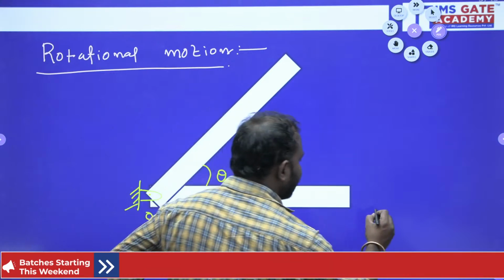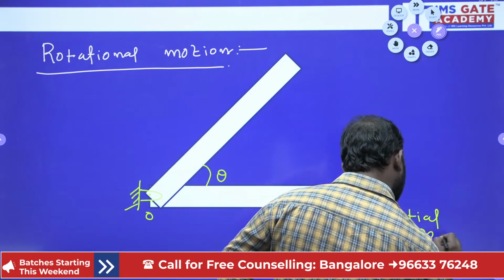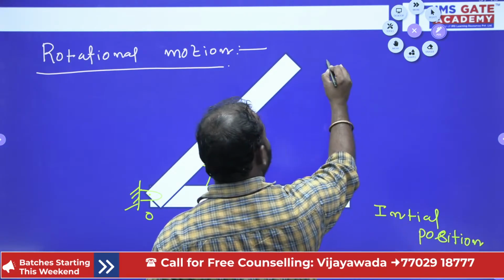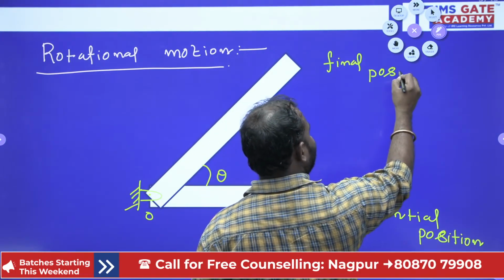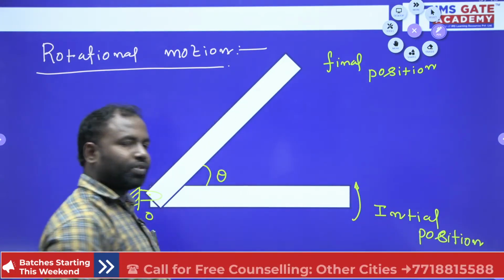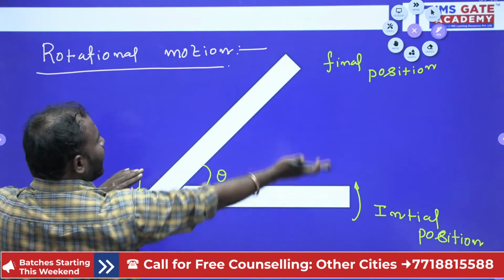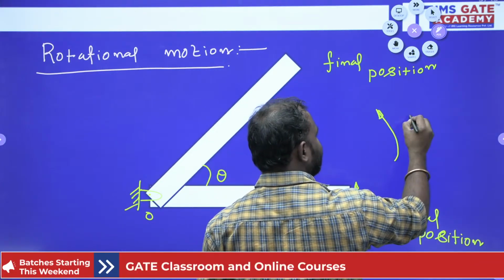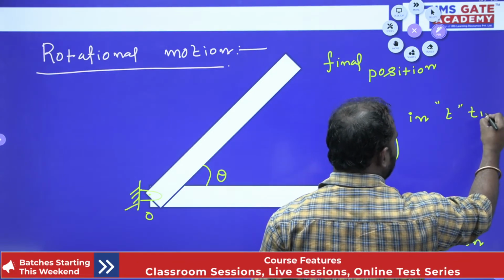Right. Now this is the initial position. Right. Now this is the final position, right. Now if I apply a moment at this, then what happens? The body rotates about O and it makes an angle theta in t time. Let's say that the time is t, right.